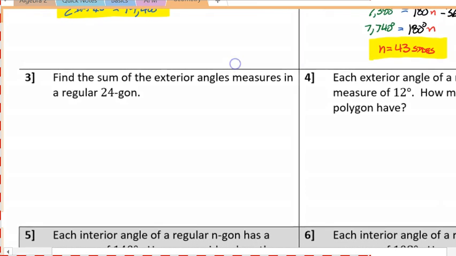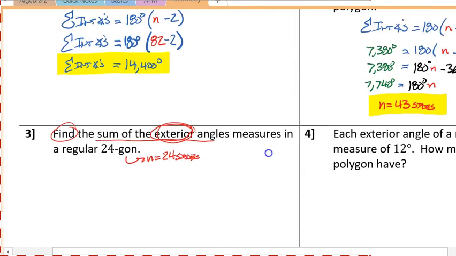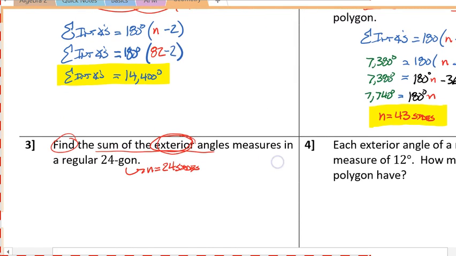On to question number 3. We're finding the sum of the exterior angles this time, of a regular 24-gon. So once again, we have n is equal to 24 sides. Now, we had a formula for finding the sum of the interior angles. We also have a formula for finding the sum of the exterior angles, and that is that the sum of the exterior angles is equal to 360 degrees.